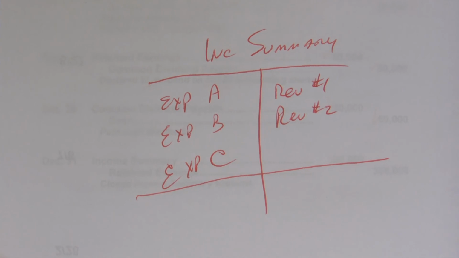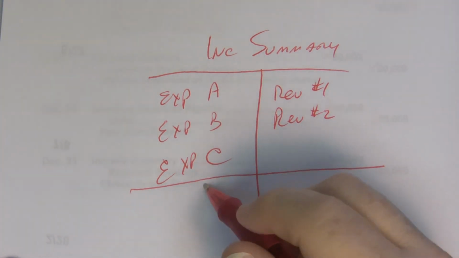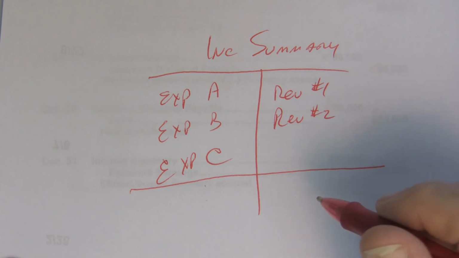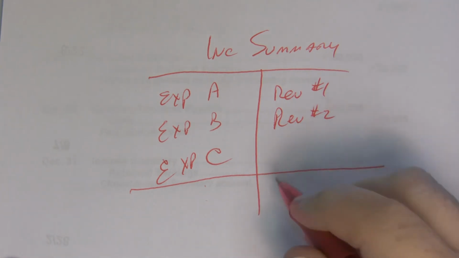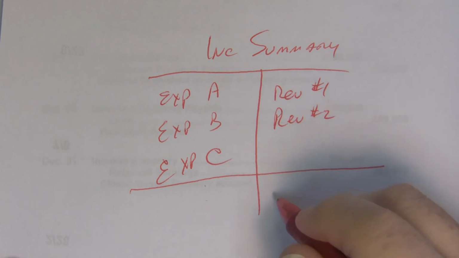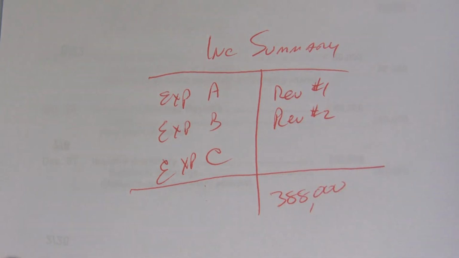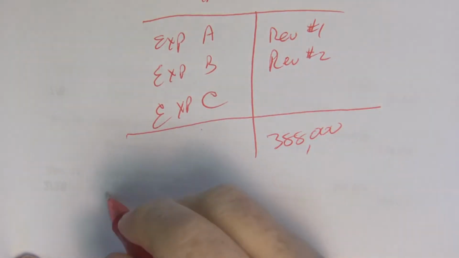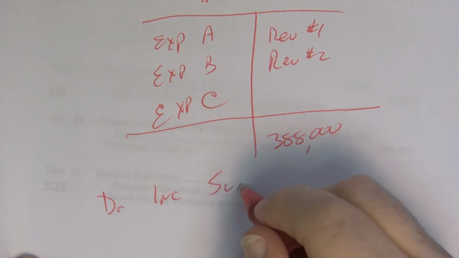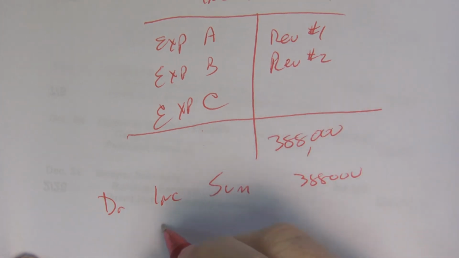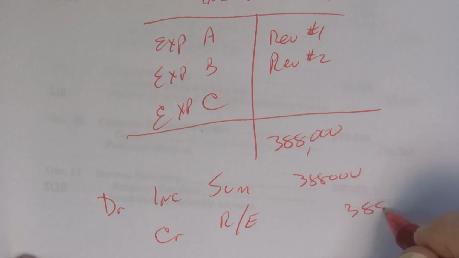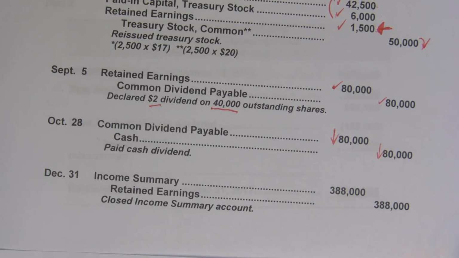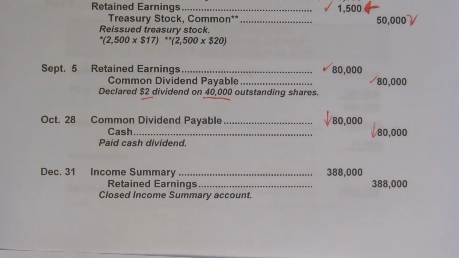When we're all done, like every other account, you add up both sides of the T account, take the little number from the big number, write the answer under the big number, and in this case we're told when they did all that, they had $388,000 in income summary. At the end of the year, you debit income summary $388,000, credit retained earnings $388,000. And that's the last journal entry where we close income summary to retained earnings.